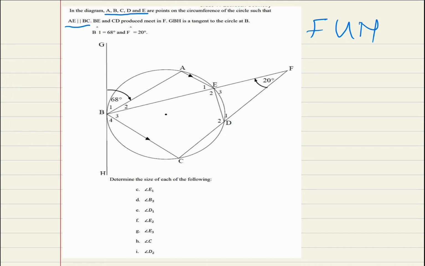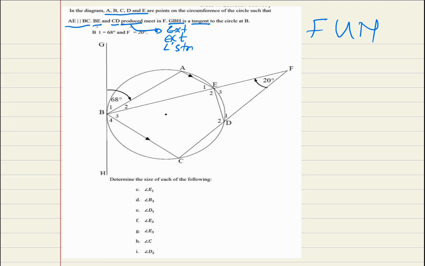Okay, and then they said BE and DE are what? Are produced. You know the 3 things you check here: the exterior and the exterior and the angles in a what? In a straight line. Okay, and then they gave me a tangent. I have 3 theorems under a tangent that I'm checking for. Okay, so let's go for it.